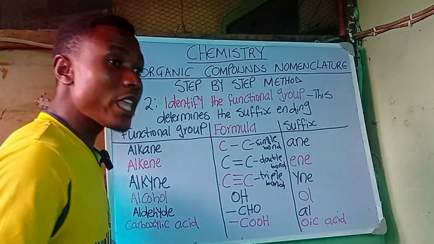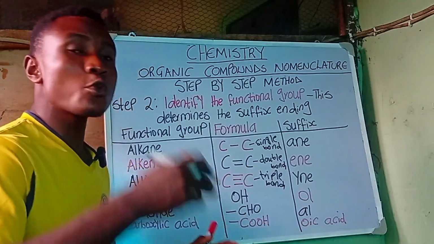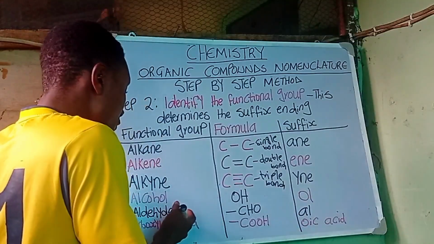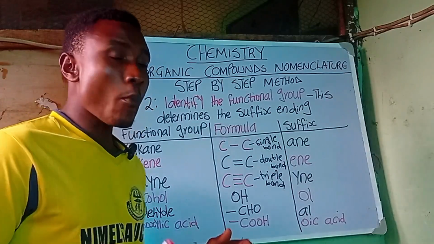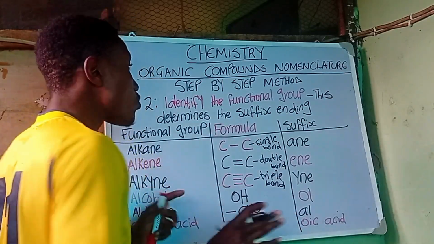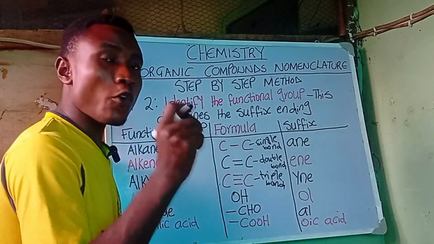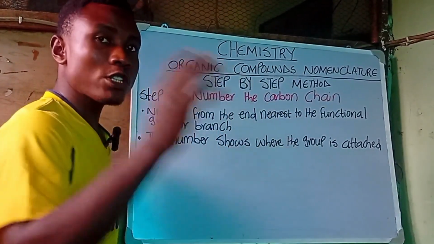That means if we are to name it, for example, we are going to say propanoic acid. Propanal is for aldehyde, we have said propanal, but since it's for carboxylic acid, we say propanoic acid. So this is what you are supposed to understand as the second step, identifying the functional group. Step number 3 is to number the carbon chain.